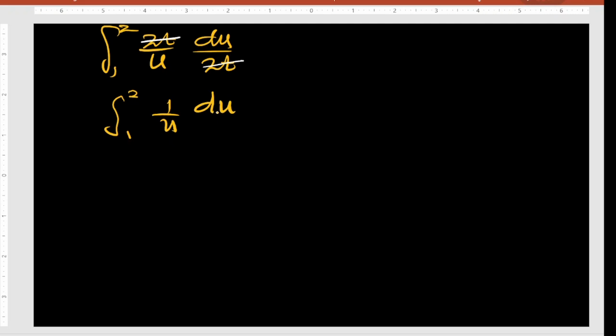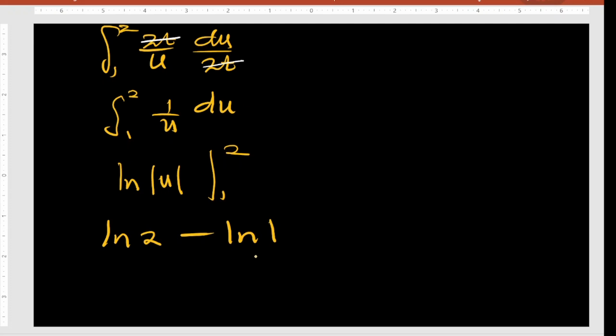We are integrating with respect to u. And this will be ln u from a lower limit of 1 to an upper limit of 2. So this will be ln 2 minus ln 1. Since ln 1 is 0, the final answer will be ln 2.